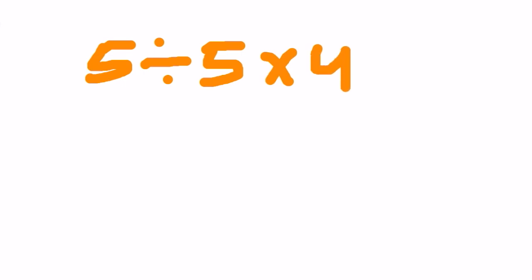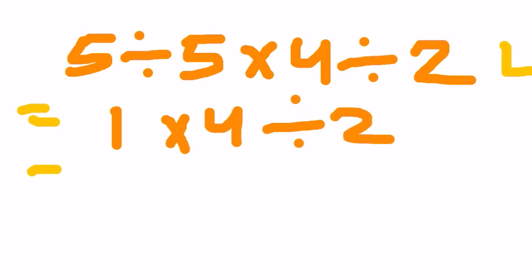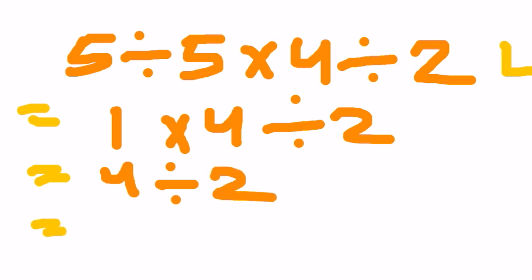Next, I have this expression for you. 5 divided by 5 times 4 divided by 2. So let's work from left to right. 5 divided by 5 is 1 times 4 divided by 2. Keep going from left to right. 1 times 4 is 4 divided by 2. And finally, our answer is 2.